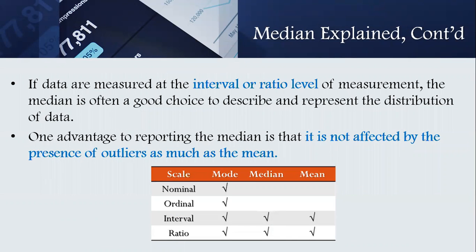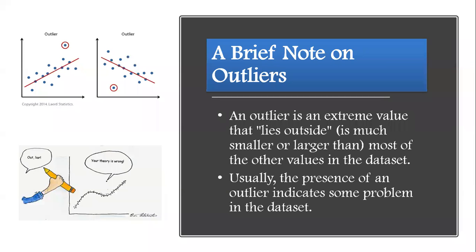If data are measured at the interval or ratio level of measurement, the median is often a good choice to describe and represent the distribution of data. One advantage to reporting the median is that it is not affected by the presence of outliers as much as the mean. So here's just a brief note on outliers. An outlier is an extreme value that lies outside most of the other values in a data set. Usually, the presence of an outlier indicates some problem in the data set.